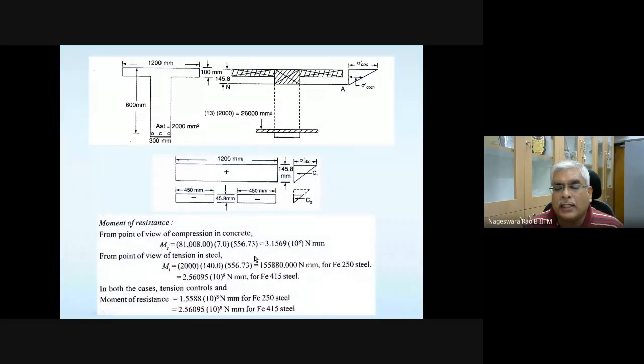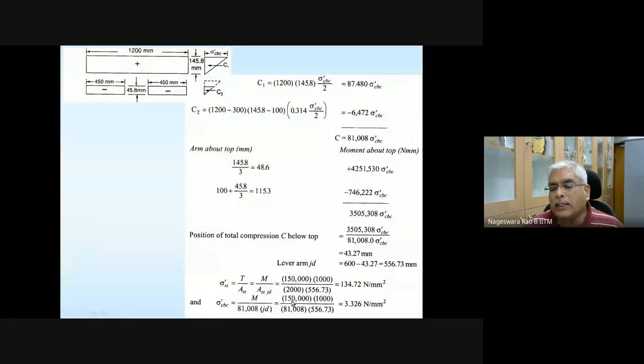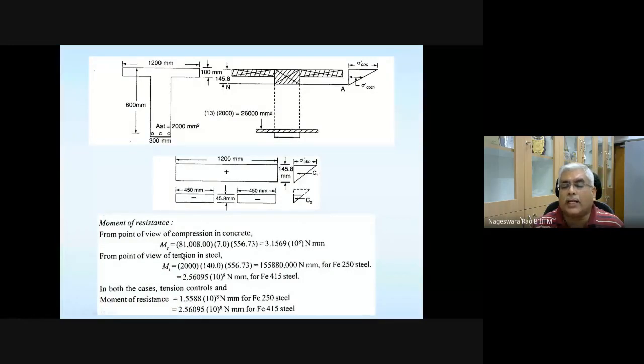Before that, we got the stresses in steel and concrete due to the applied moment of 150,000 Newton meter. Now we have all the information. We have the permissible stress in concrete, the permissible stress in steel, and the lever arm. We can even calculate the moment carrying capacity, the moment of resistance of this section. Those calculations are shown here.